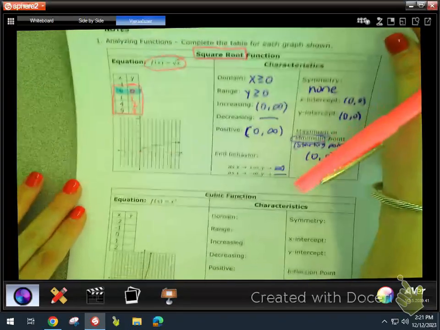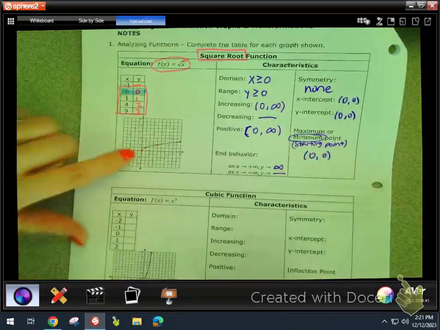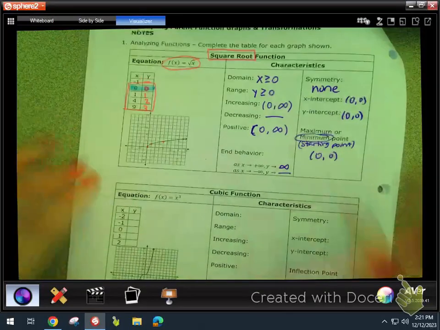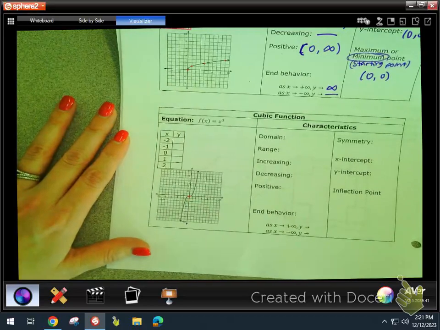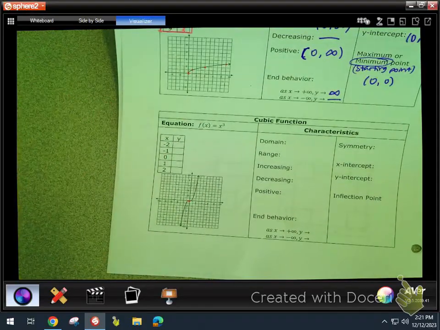Why is there no symmetry? There's not a symmetric point. Like this graph has symmetry. You've got a point where it moves this way the same way it moves this way.